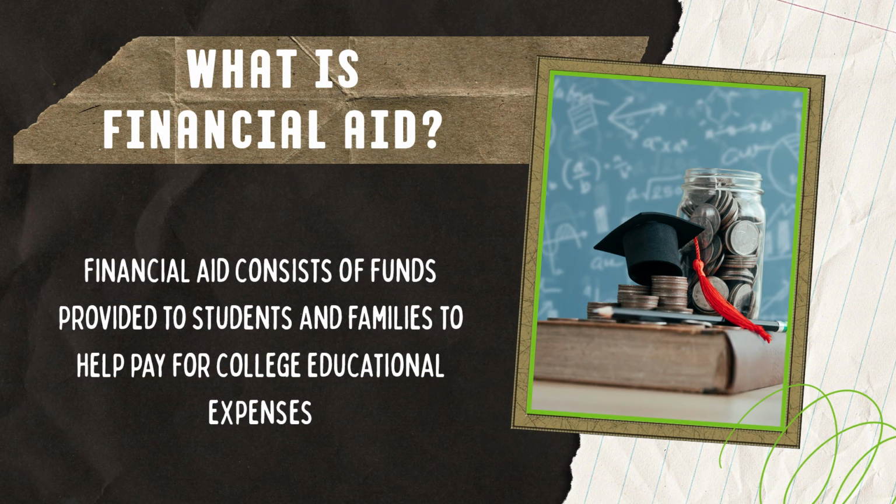When we use the term financial aid, this can consist of a variety of funding sources used to pay for college educational expenses. Financial aid consists of funds provided to students and families to help pay for college educational expenses. The amount and types of aid offered to a student is based on the school's cost of attendance, the COA, and the Student Aid Index, SAI, determined by the Free Application for Federal Student Aid, FAFSA.